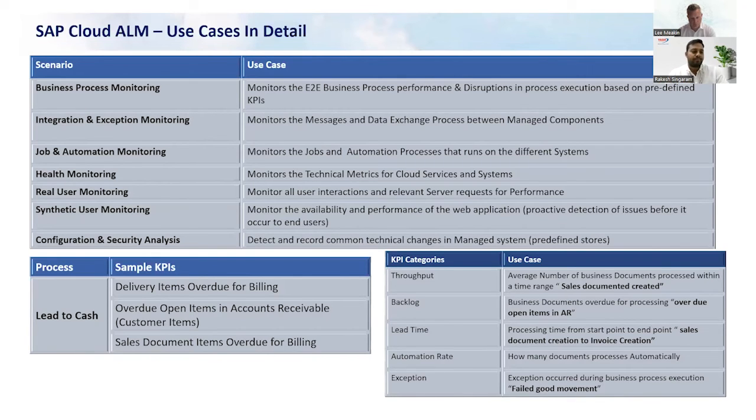Other than that, in integration monitoring, you can also see the integrations or messages across different systems, which can be monitored in integration and exception monitoring. Job monitoring is basically to help you monitor the critical jobs that are scheduled to process the business processes, and it will provide you the status of those.